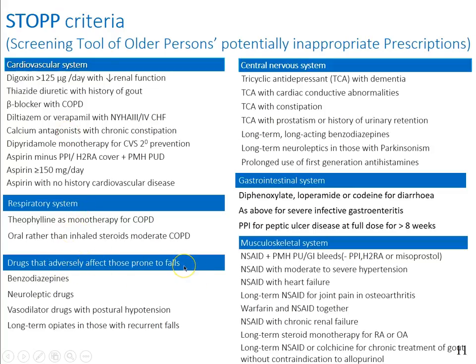Drugs that increase the likelihood of falls, that's very important in older people. CNS drugs, GI drugs, and musculoskeletal drugs. And you can see classic ones will jump out at you here, like warfarin and non-steroidals, benzodiazepines in the elderly, long-term opiates in those with recurrent falls, use of digoxin in patients with renal impairment, thiazide diuretic and a history of gout, tricyclic antidepressants in people with dementia. Tricyclics have wide anticholinergic effects, so they cause dry mouth, cardiac conduction abnormalities, constipation, prostatism, urinary retention, etc.